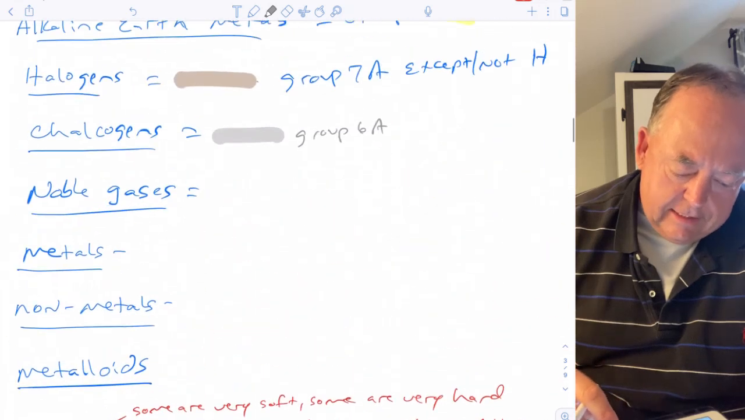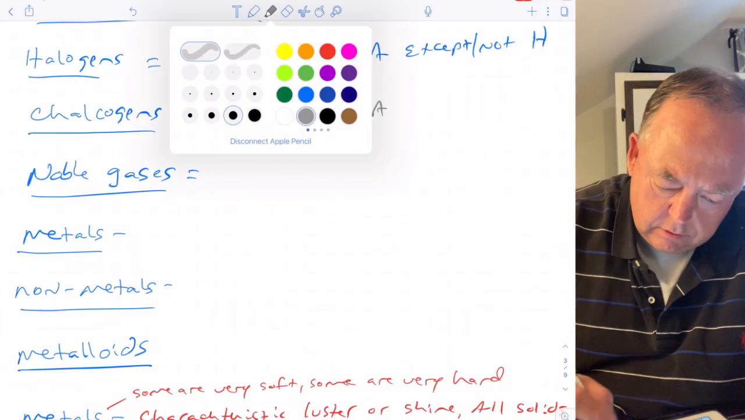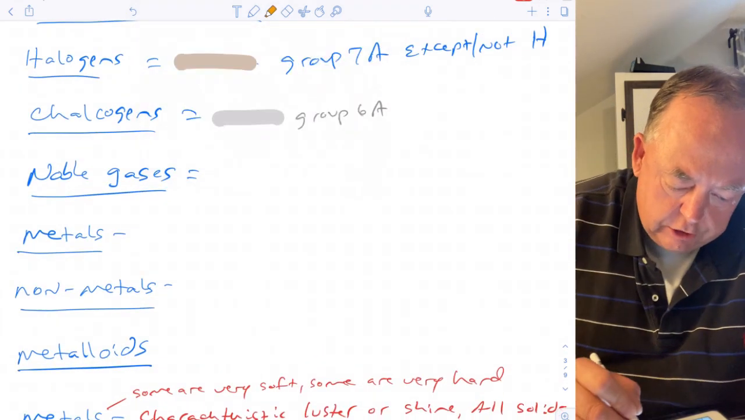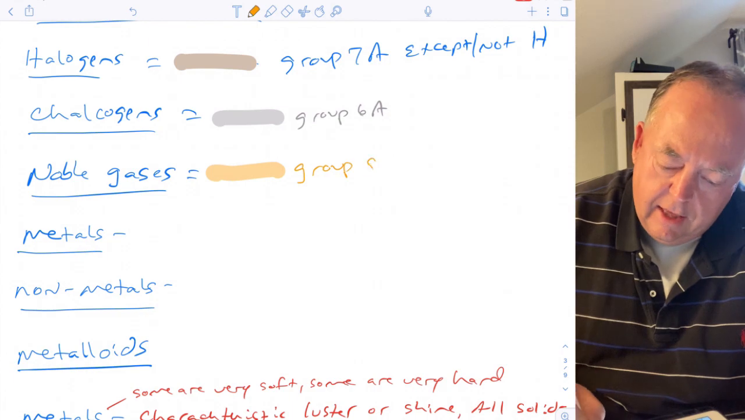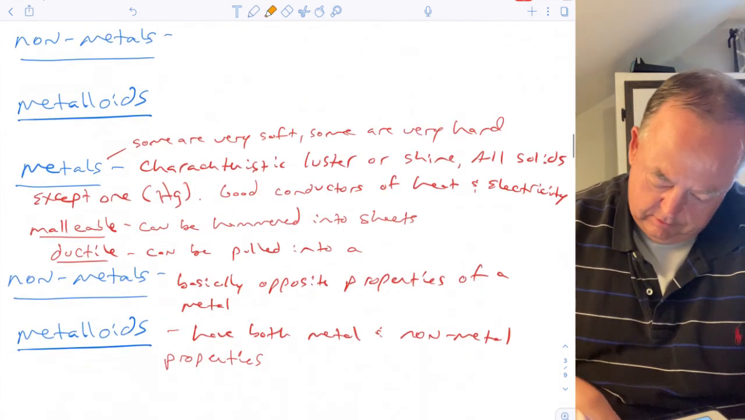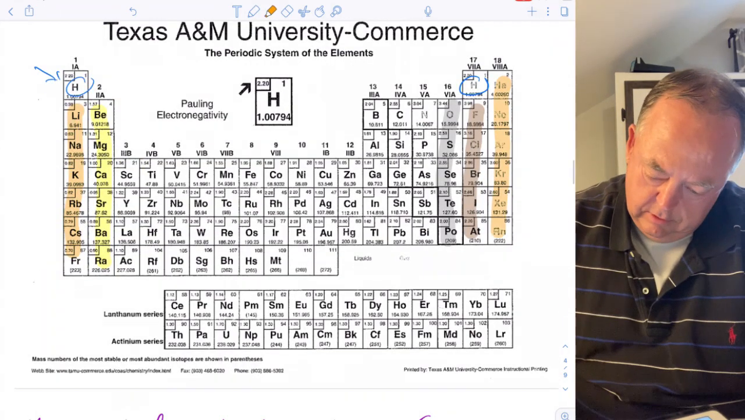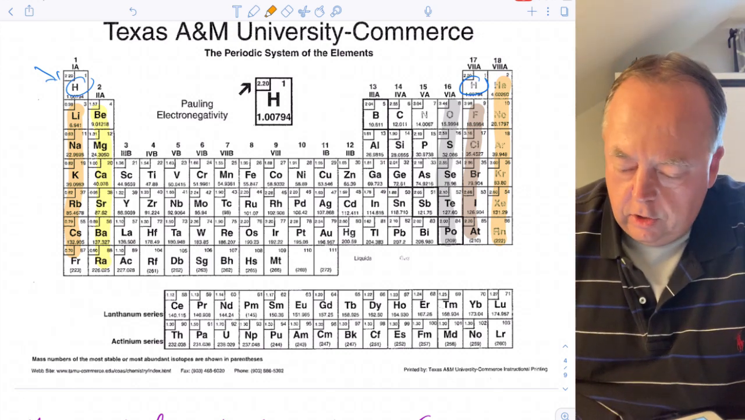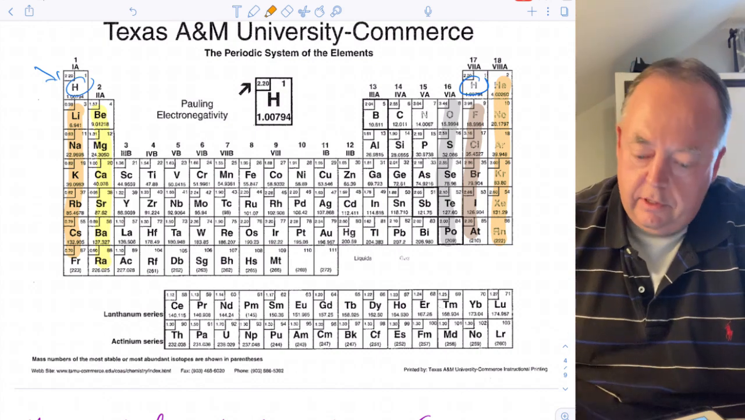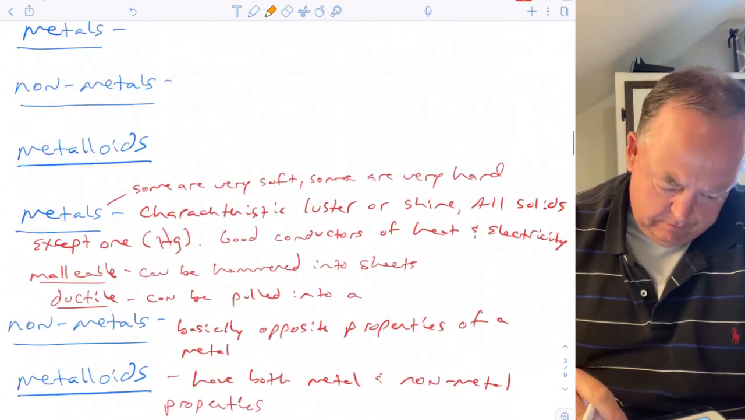And then the noble gases. So noble gases can be orange. So this is group 8A. So helium, neon, argon, krypton, xenon, and radon would be the noble gases.